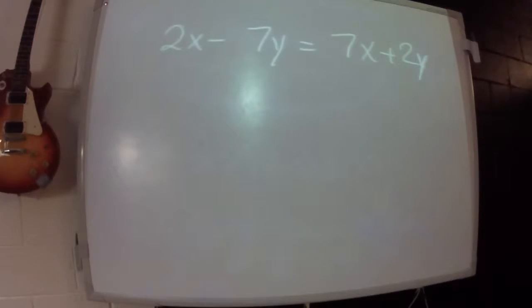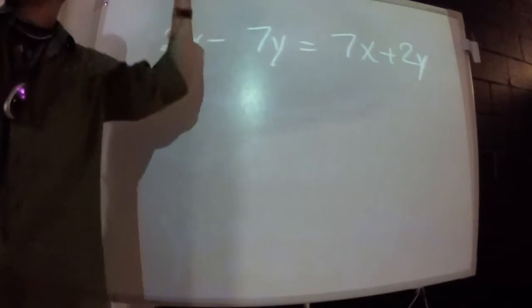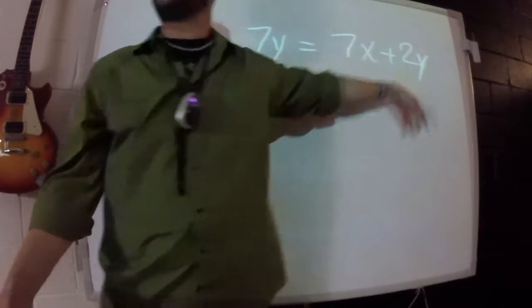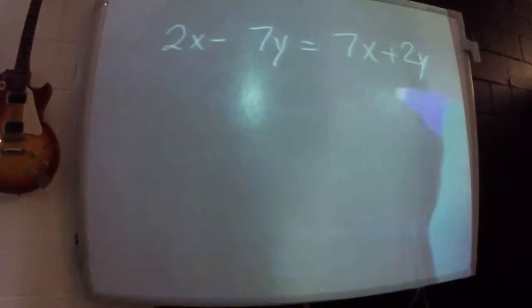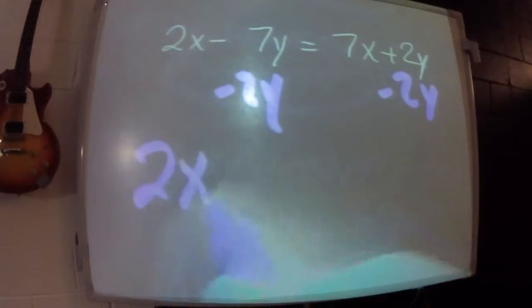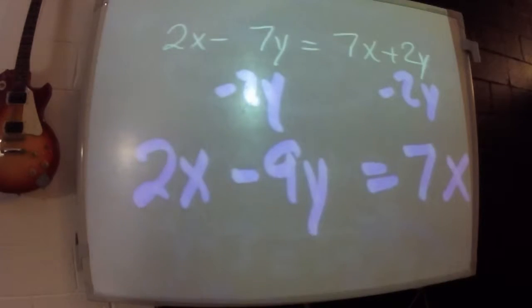What are we going to do first? Does somebody give me an option? There's a lot of ways we can do things first. We're going to minus 2y. We want y equals, so let's move this 2y over by subtracting it. And it's going to be negative 9y. Right, should move that. Good job, Jason. 2x minus 9y equals 7x.